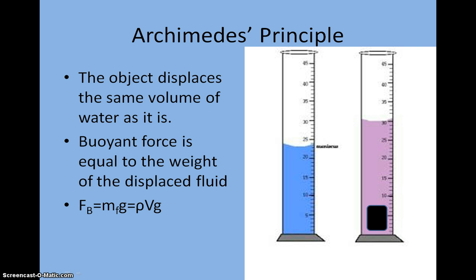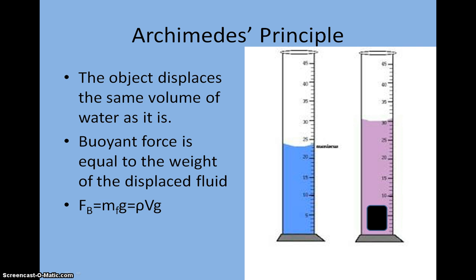So in this instance here, 7 milliliters of this fluid has been displaced, and so if we say that it's water, we know that the density of water is 1 gram per milliliter, or 1,000 kilograms per meter cubed. So we could figure out and quantify the buoyant force on this object as a result of the fluid displaced. That also brings up an interesting point.